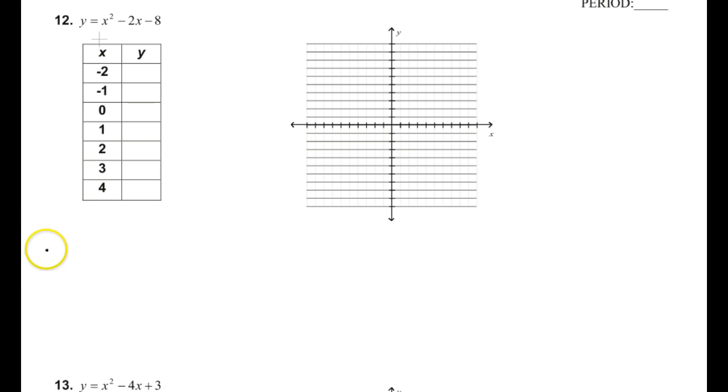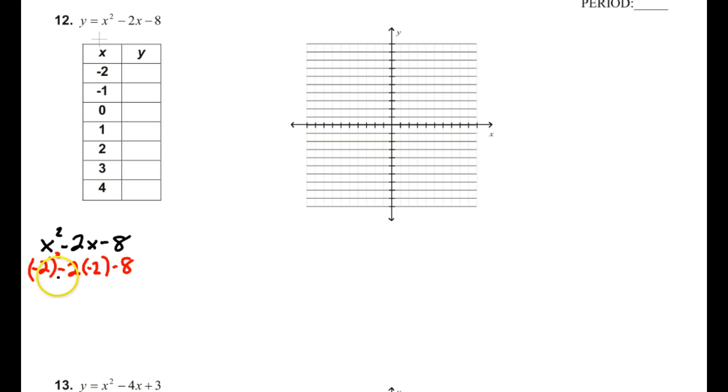Okay, let's go ahead and plug some in. So the first one's going to be negative 2 squared minus 2 times negative 2.